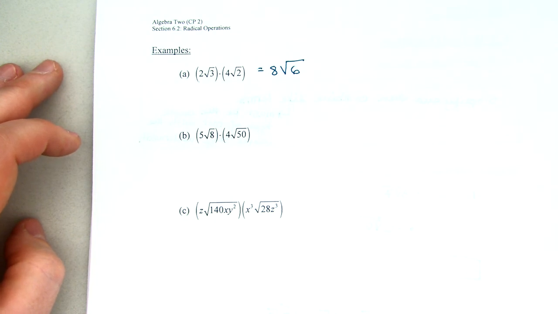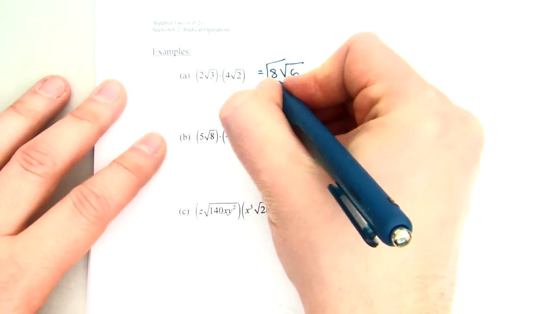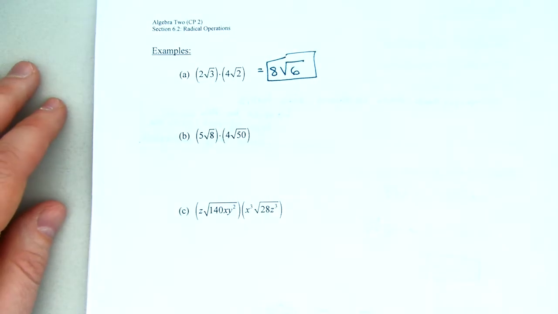Is there any more I can do here? No perfect squares inside 6? So I'm done. Go do the next one.